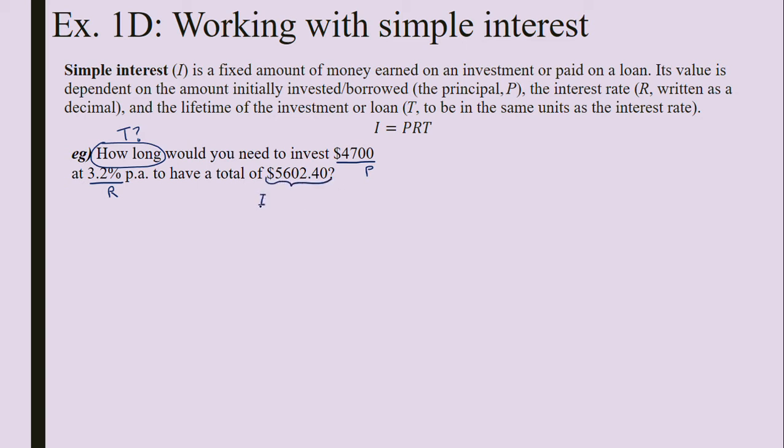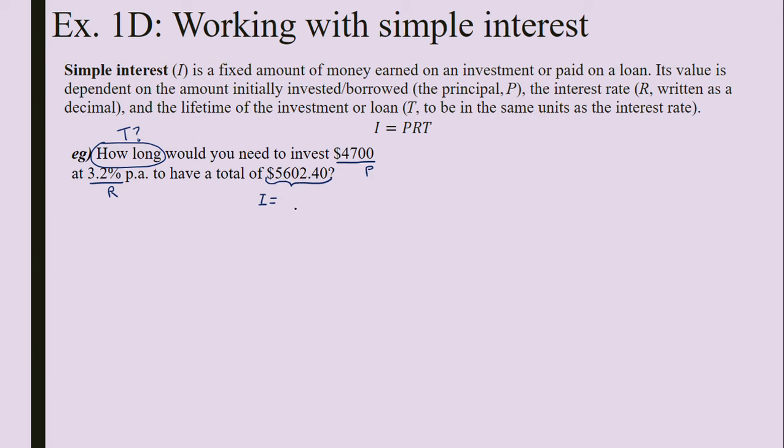Now, here's where so many students often go wrong. They assume that this amount here, the total, is the amount that they have earned as interest. And that's a lot of interest. Like, to more than double your principal, you'd be investing this amount of money at an interest rate as low as 3.2% for a very, very long time.